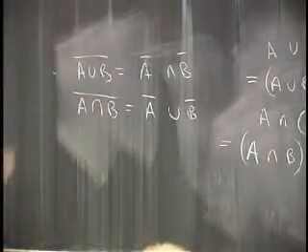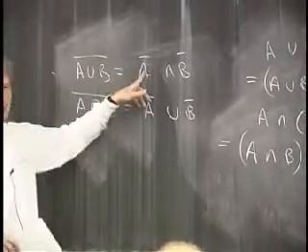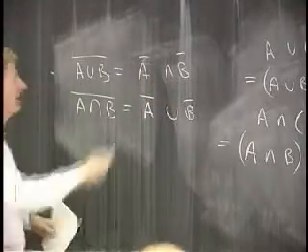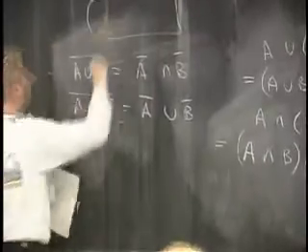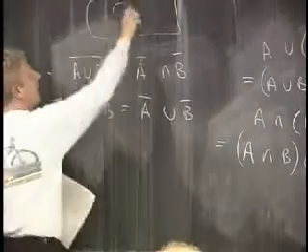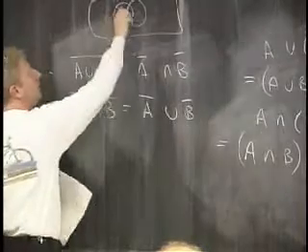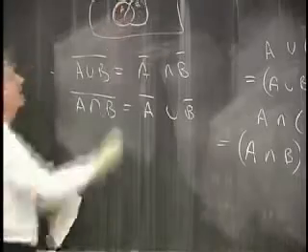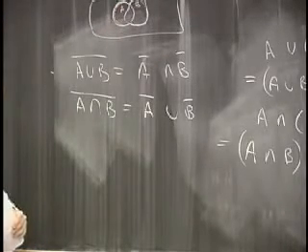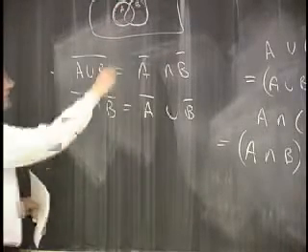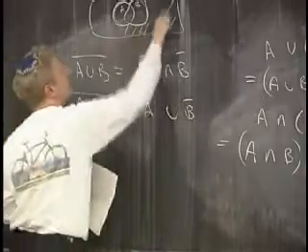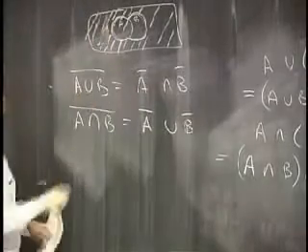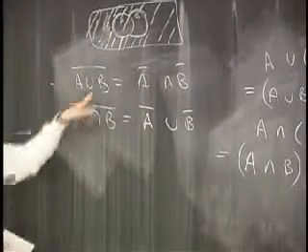Here's De Morgan's laws, that the complement of A union B is the complement of A intersect the complement of B. Let me make sure everybody knows what this means by a picture. Here's A, here's B. A union B is this. What's the complement of A union B? It's all this stuff. That's the complement of A union B.